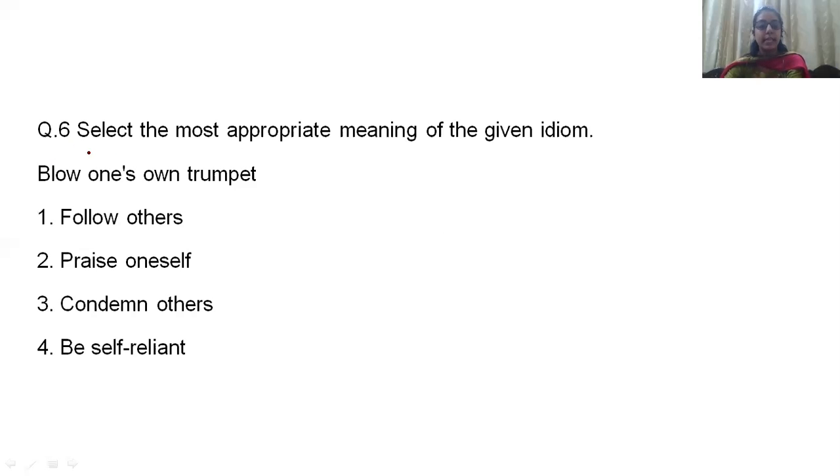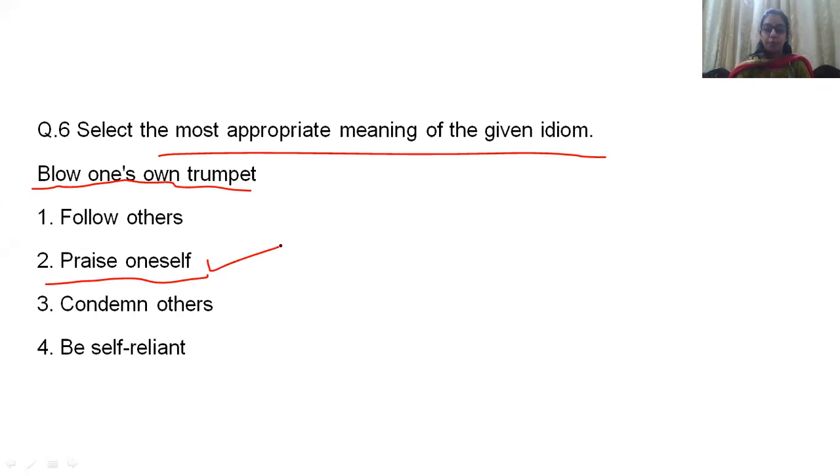Next, question number 6 is, select the most appropriate meaning of the given idiom. Blow one's own trumpet. Blow one's own trumpet means that you are praising yourself. You are yourself starting your appreciations. So it's like you are blowing one's own trumpet. Okay. So the correct answer will be praise oneself.